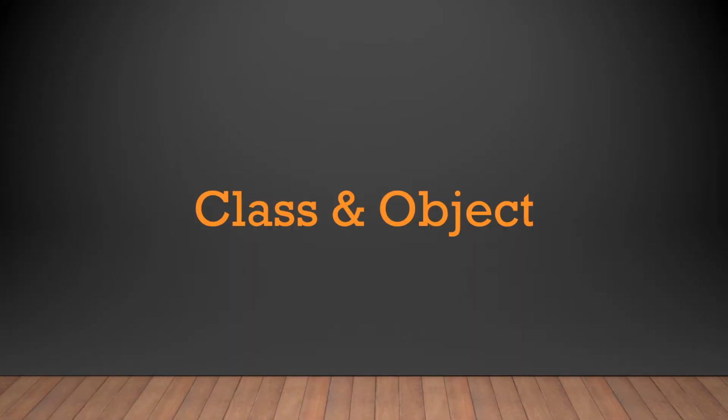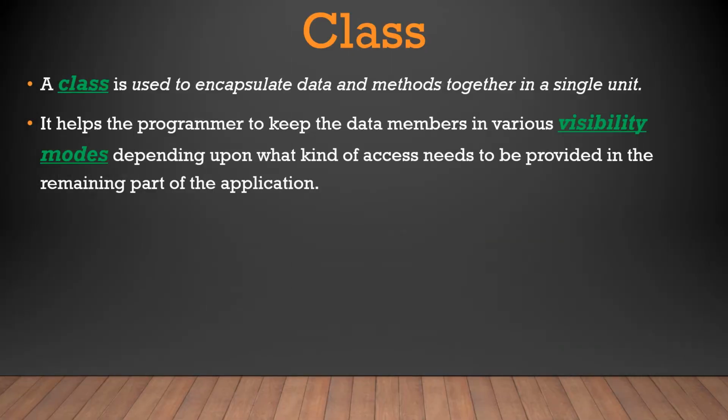So let us start with our first topic, class and object. A class is used to encapsulate data and methods together in a single unit. As we have talked about data encapsulation in the previous video, you must have remembered that it is a very important concept and I also explained it to you. So basically, class is used for data encapsulation, and in data encapsulation, we encapsulate data and methods together in a single unit. So for this purpose, for data encapsulation, we use a class.